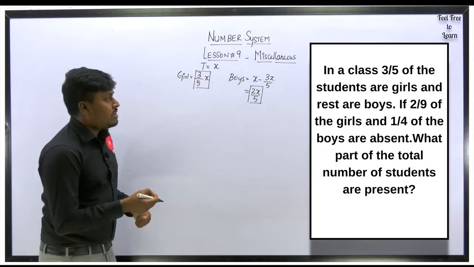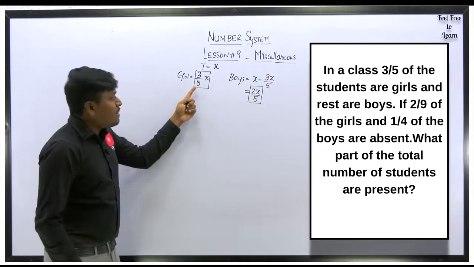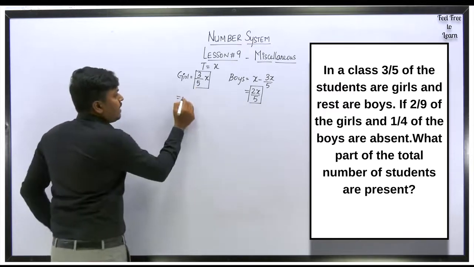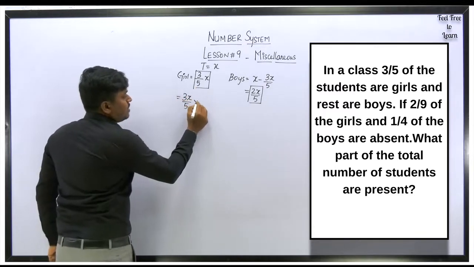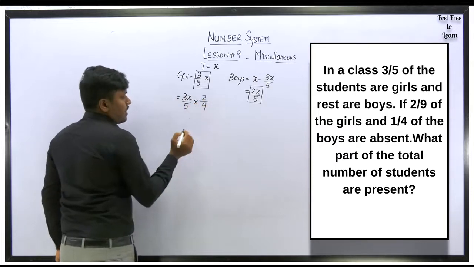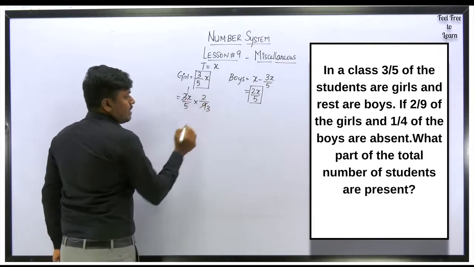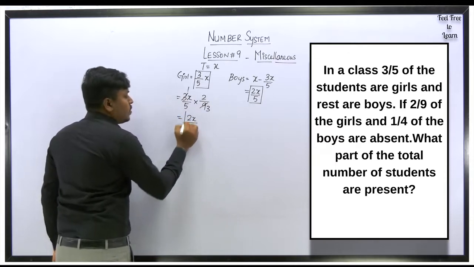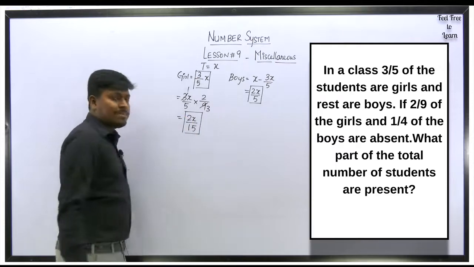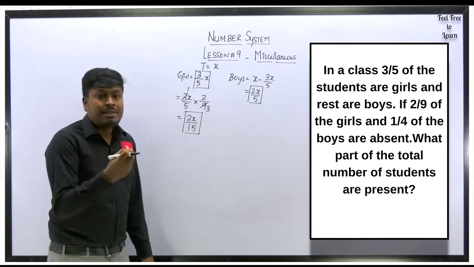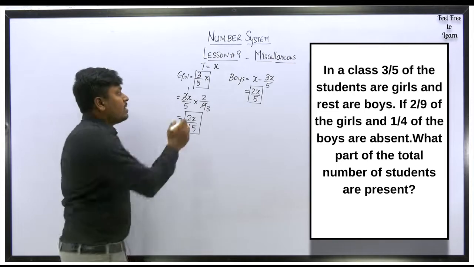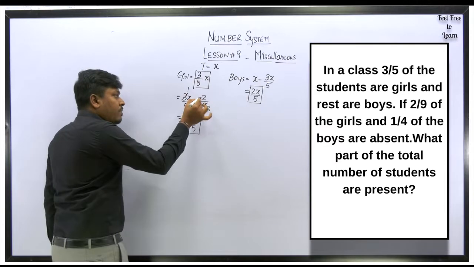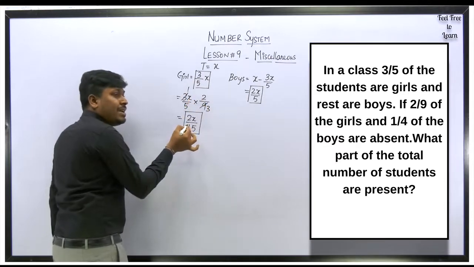Now according to the question, out of this 3x/5, 2/9 of the girls were absent. Got it? So let me find 2/9 of 3x/5. If you cancel it, 3 ones are 3, 3 threes are 9. So the resultant will be 2x/15. So 2x/15 will be the total number of girls who are absent. Got it? So the total number of girls in the classroom is 3x/5, and out of this 2/9 is 2x/15.